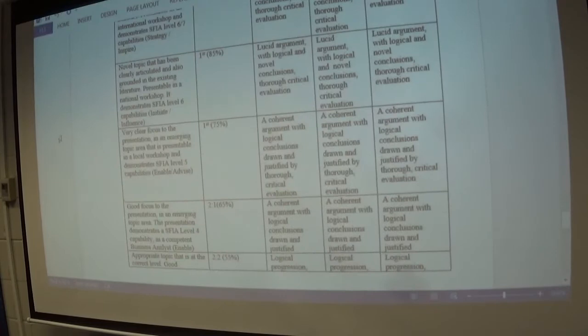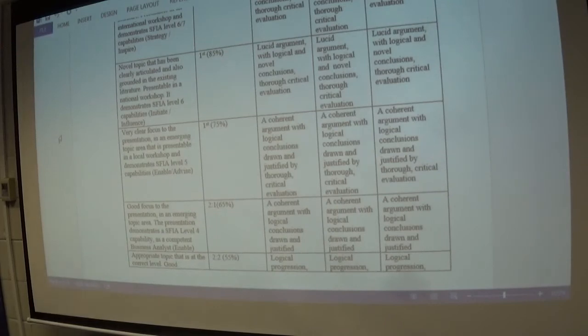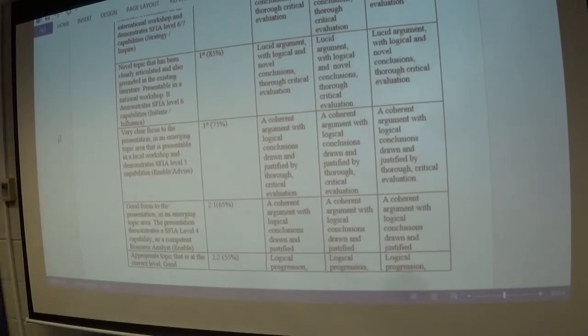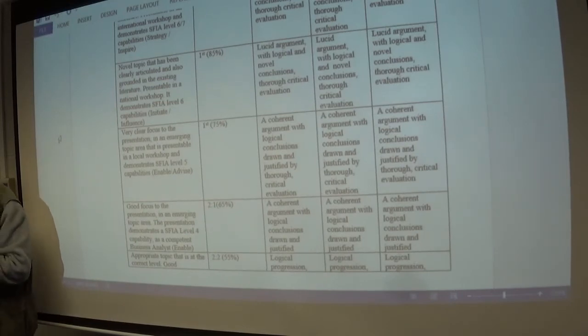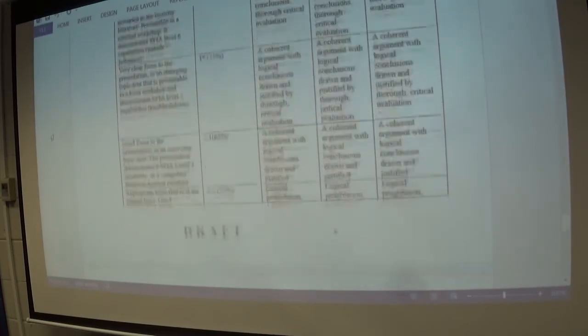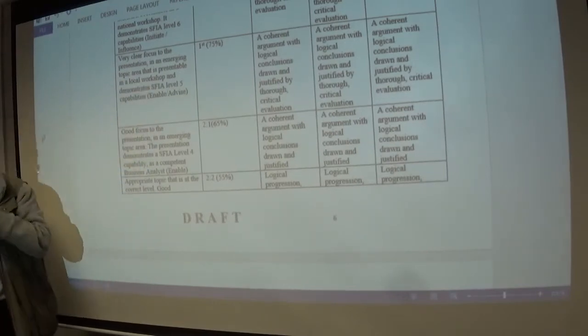It's capable of being presented at national academic workshops, national conferences. And then at level five, this is the enabling and advising, sort of middle management levels, or in academic terms, suitable for a university research forum. The sort of things we do fairly regularly with universities. And yes, you'll see also other things like emerging topic areas, novelty coming in.